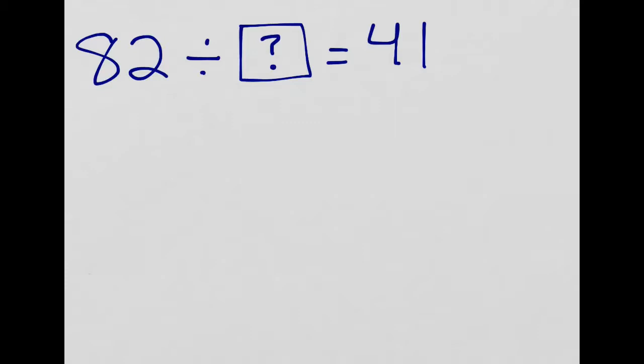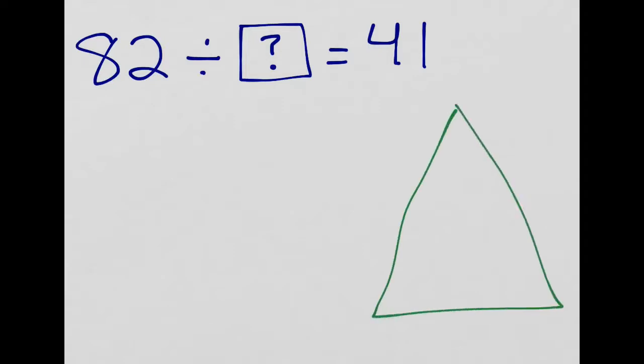Let's try one more so that you can get really solid with the strategy. For this one, we're doing 82 divided by an unknown value equals 41. And again, we're going to start by setting up our triangle. For this one, you can see it didn't start with the two pieces we're multiplying together, but rather it started with the amount we're dividing. We're starting with 82 and then dividing by that unknown value. So when we're dividing, we always put what we're dividing by at the top.